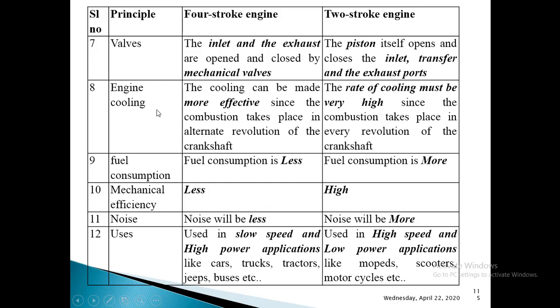And engine cooling, it is more effective since combustion will be taking place in alternate revolutions. Here cooling has to be made at a very high rate because combustion will be taking place in every revolution of the crankshaft. Fuel consumption is less in the 4-stroke engine and more in the 2-stroke engine. Mechanical efficiency is less for the 4-stroke engine and high for the 2-stroke engine.